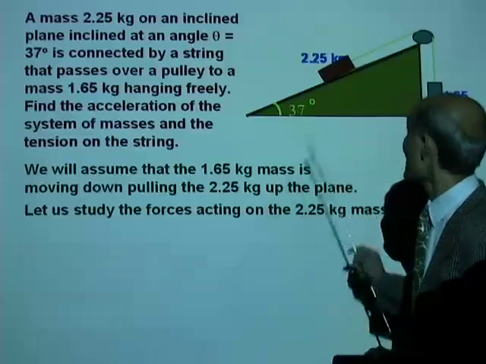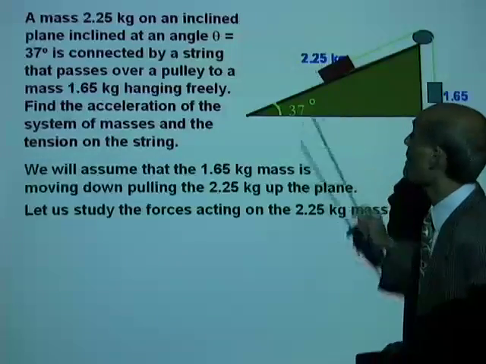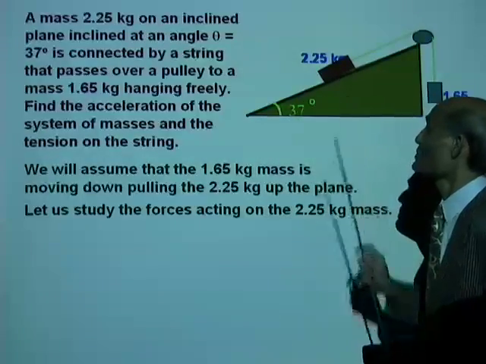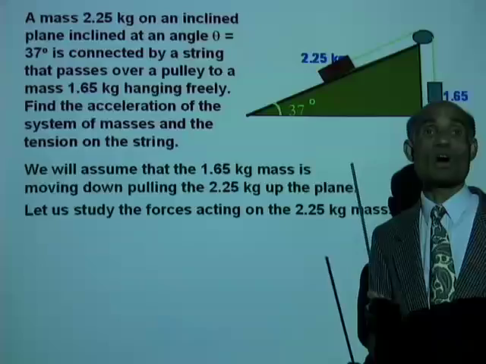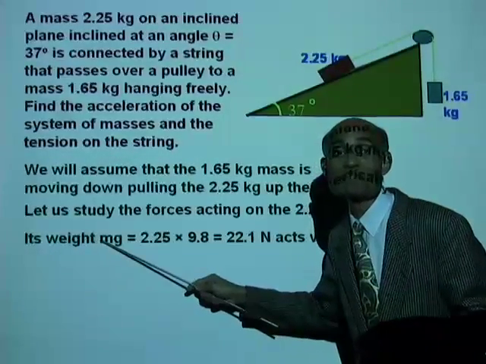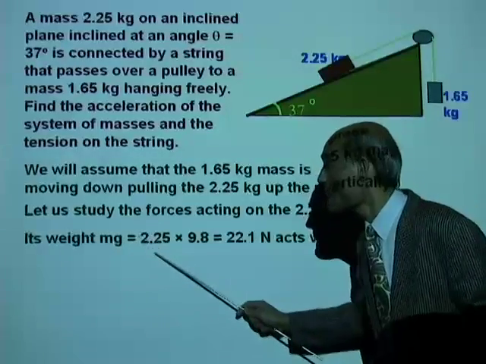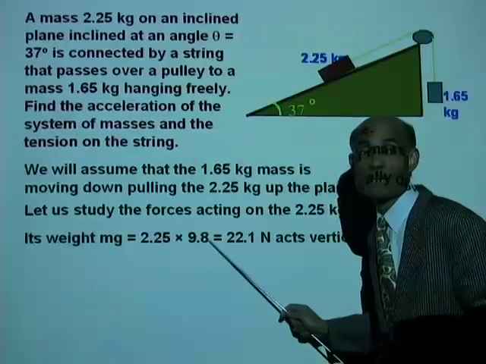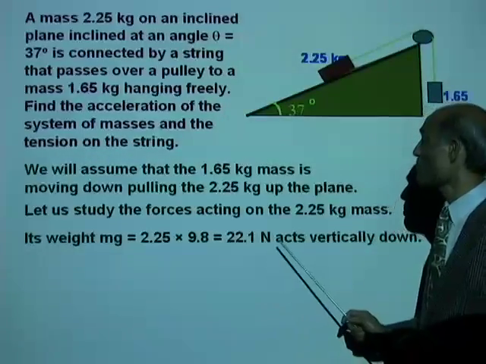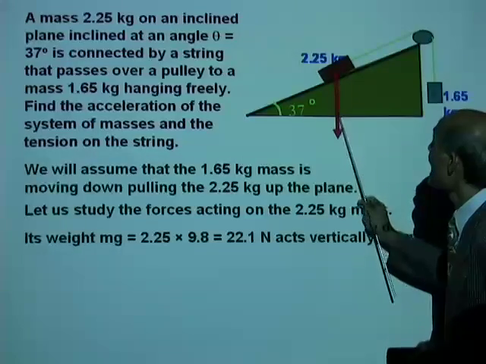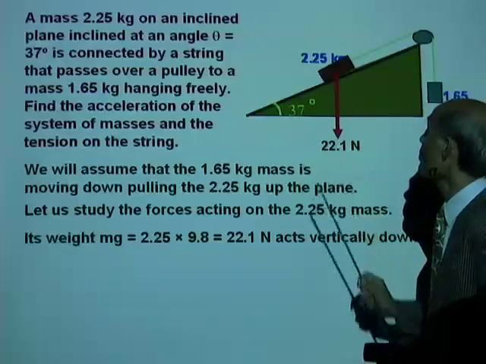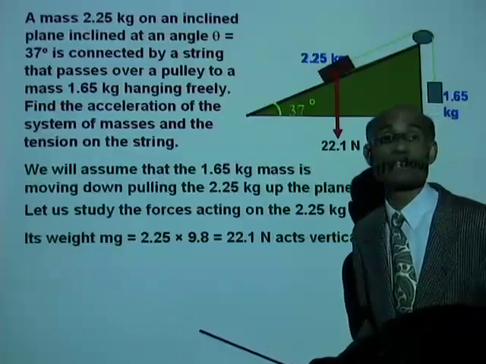Let's study the forces acting on the 2.25 kilogram. By now you must be familiar with the forces. What are the forces acting on the 2.25 kilogram? First of all, its weight mg. Mass is 2.25 kilogram, g is 9.8. Therefore, its weight is 22.1 Newton, acting vertically down.